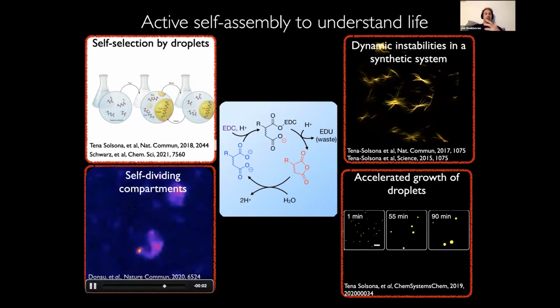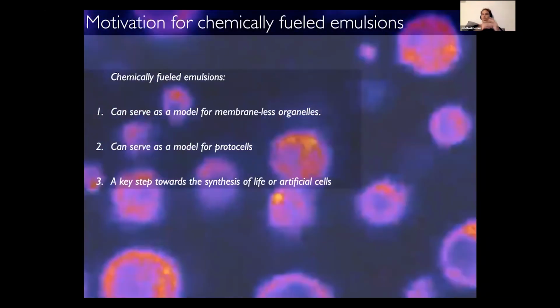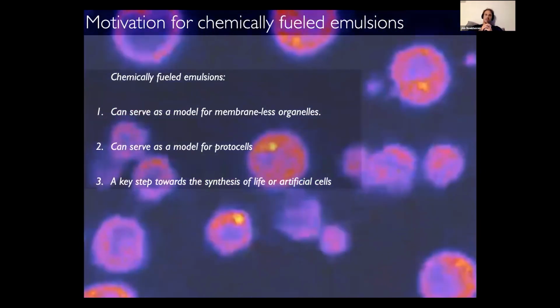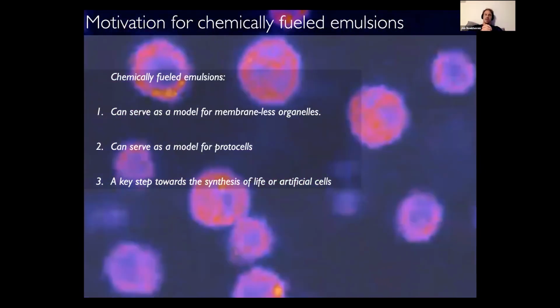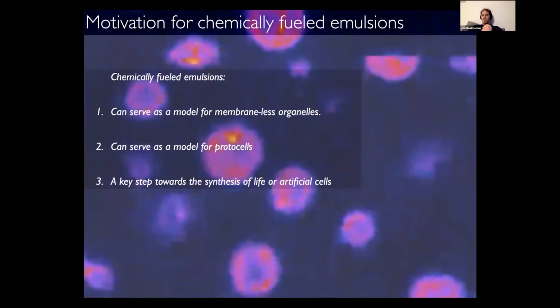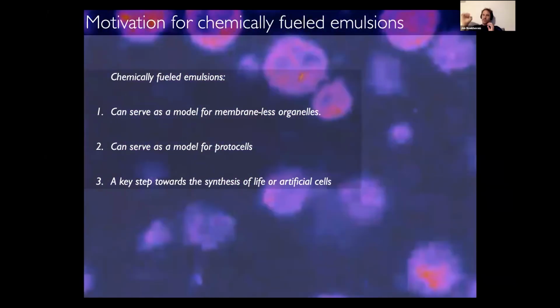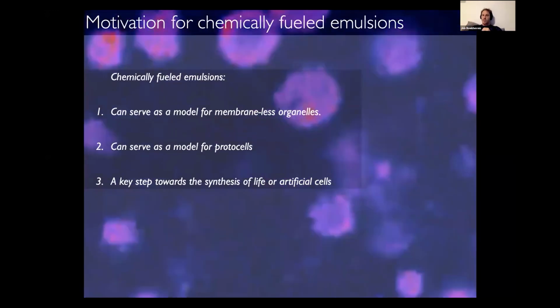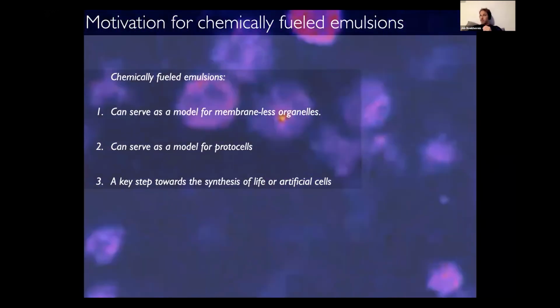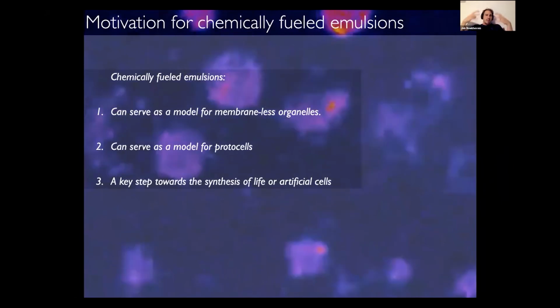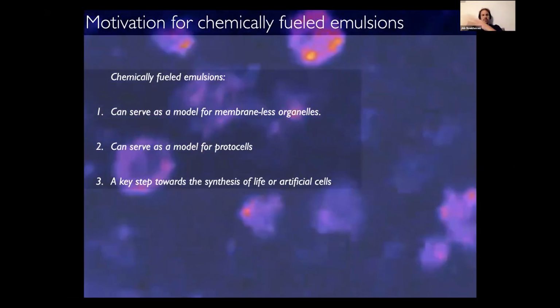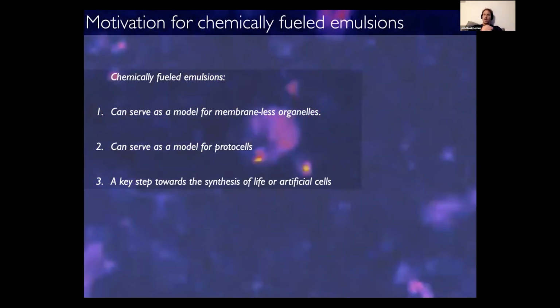So how do we go about it? We got our reaction cycle, and then we start thinking, okay, we want to do something with this reaction cycle. And in this case, we were particularly interested in chemically fueled emulsions. These are droplets that emerge because of the active state. The active state can phase separate, but only the active state. So the emulsion will only be there when you add fuel, and it will only survive when you keep on adding fuel.